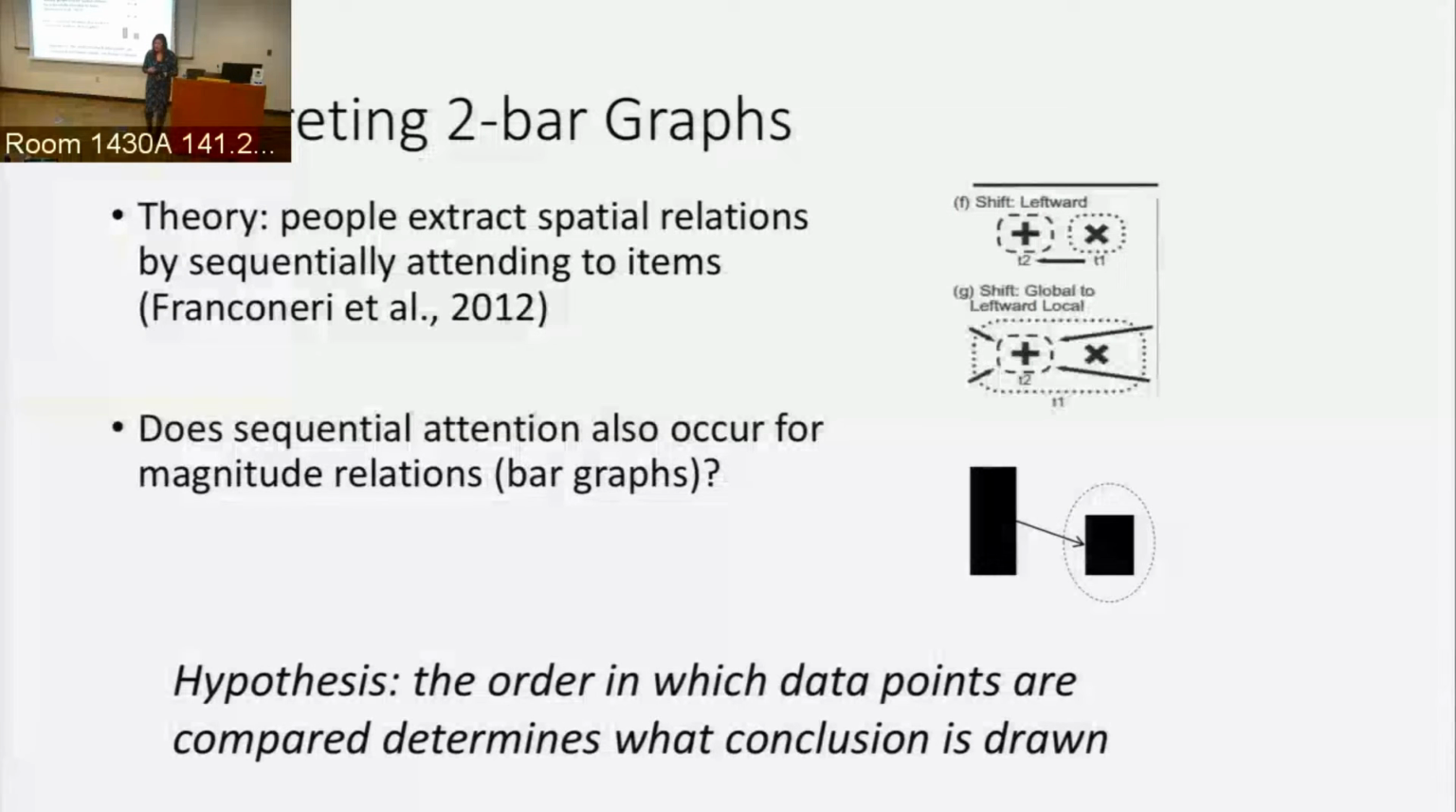Specifically, our hypothesis was that if you look at bars in a certain order, you can either choose to look at the taller bar first or the shorter bar first, and that's going to directly affect how you interpret that graph. That's important because you can either come away with an interpretation that the shorter bar is on the right or the taller bar is on the left. And that actually has different implications for your understanding of the graph.